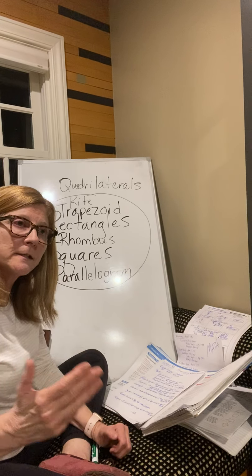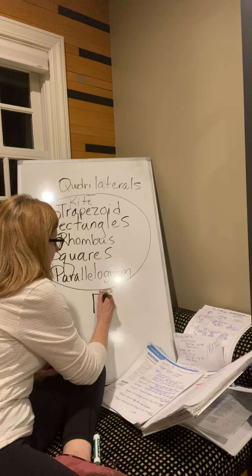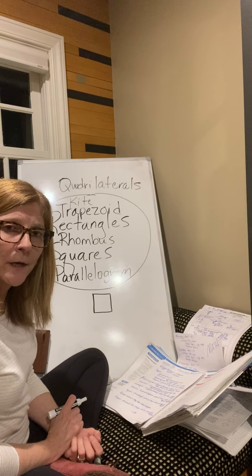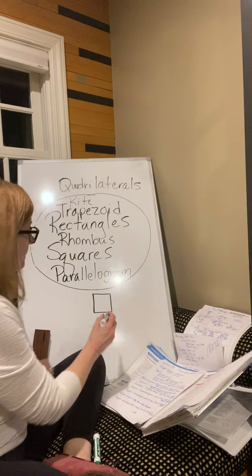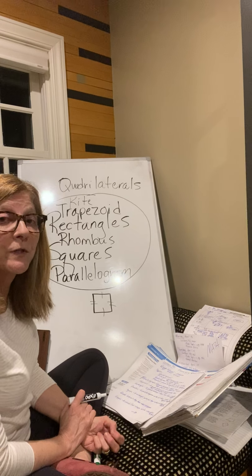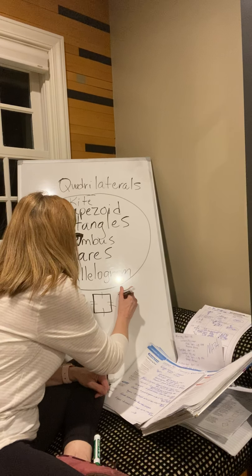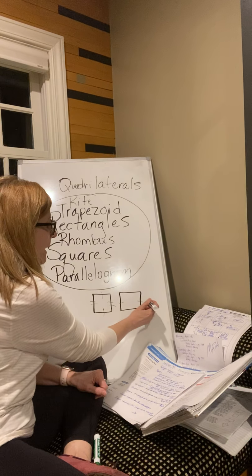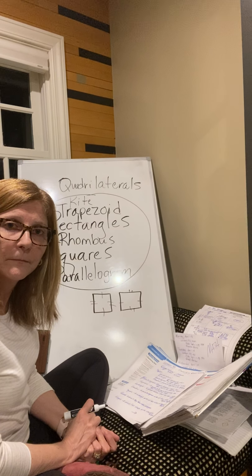So if that's the case, is a square a parallelogram? Does it have 2 pairs of parallel sides? There's 1 pair. There's 2 pairs. It sure does. So a square is a parallelogram. How about a rectangle? It has 1 pair. It has 2 pairs. A rectangle is a parallelogram.